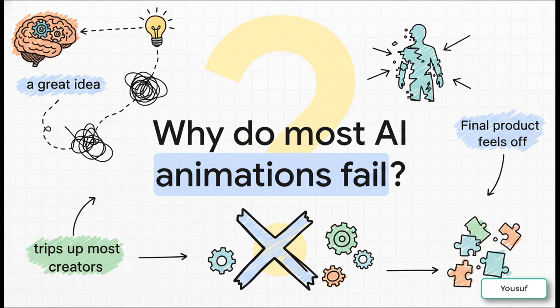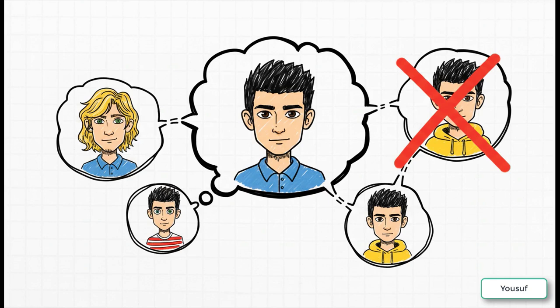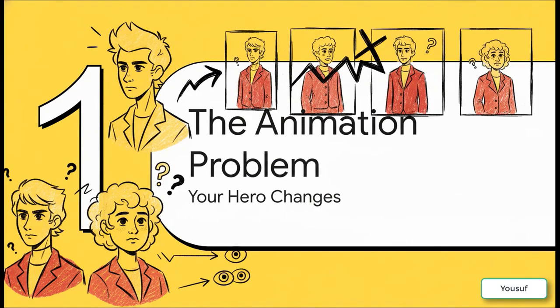If you've ever tried to make an AI animation yourself, you've probably hit a wall, right? You start off with this fantastic idea, but the finished product just feels, well, it feels wrong. So why does that happen? What's the one thing that trips up almost everyone? This is it. Character inconsistency. This is the single biggest reason that makes an AI animation look amateurish. It just falls flat. And it's the exact problem that this workflow we're talking about is designed to solve for good.